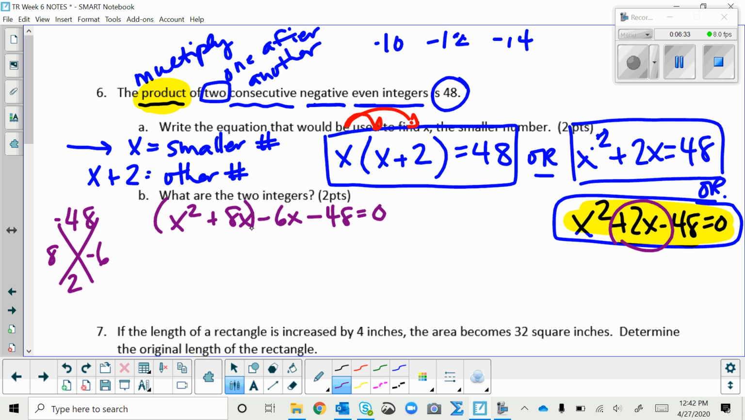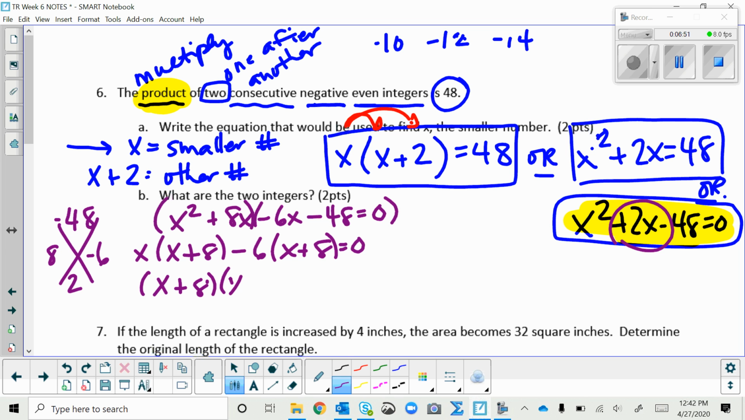So group. The first group has x in common. The second group has negative 6 in common. And when you divide that out, that leaves you x plus 8. And now these two groups have x plus 8 in common with x minus 6 left over.